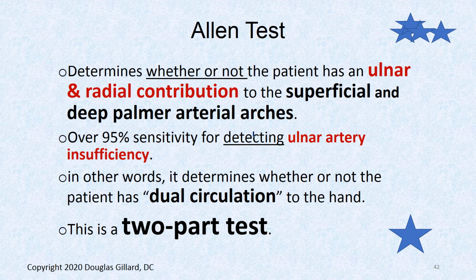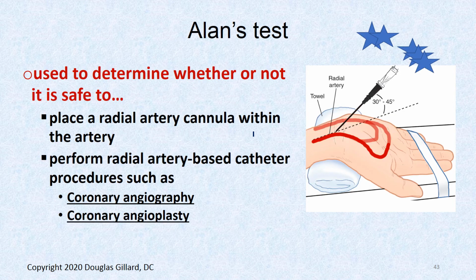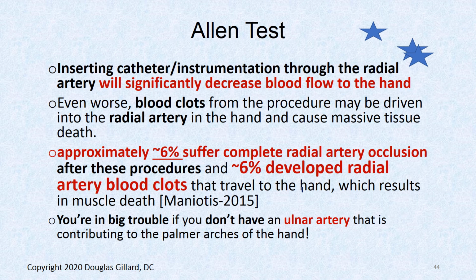Everything I just said about it, it's a two-part test. The reason you want to do this is, if they stick a needle in the radial artery here, you want to make sure that there's still supply to the superficial and deep ulnar arches, because coronary angiography procedures and angioplasty procedures all go up through the radial artery. So you better make sure there's a backup.